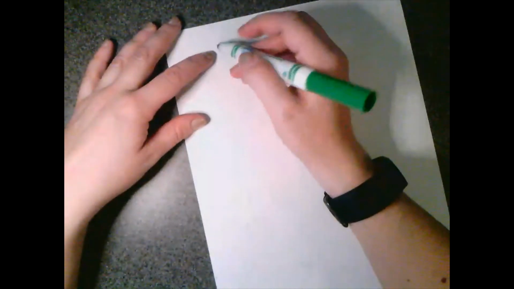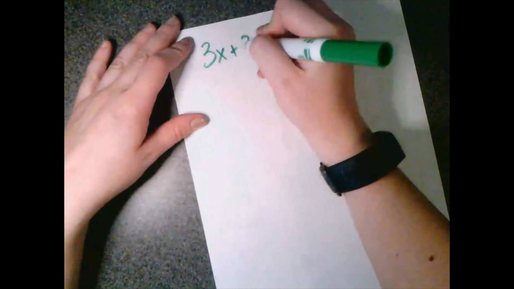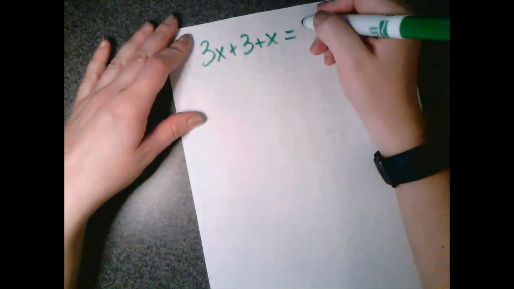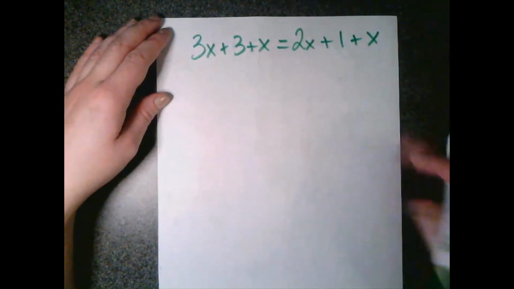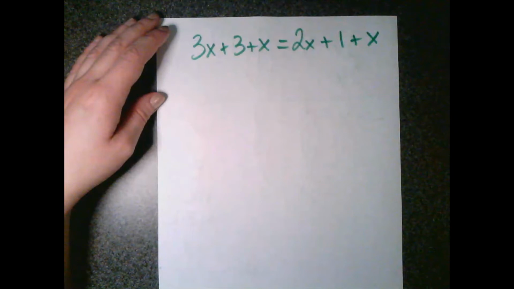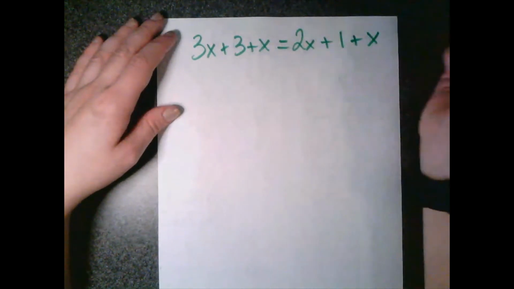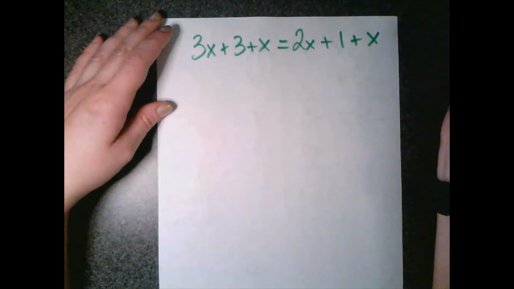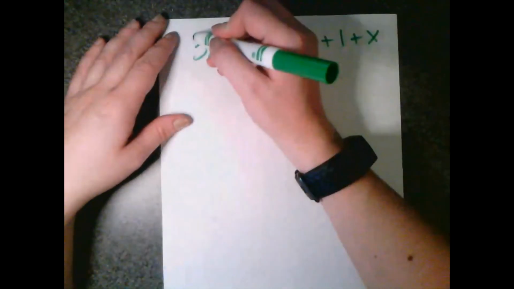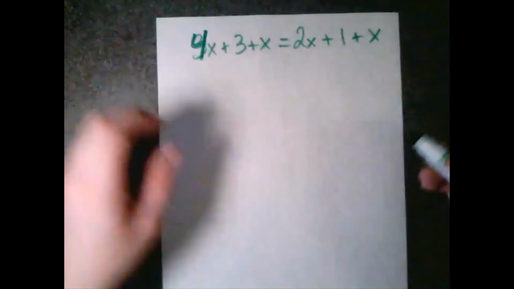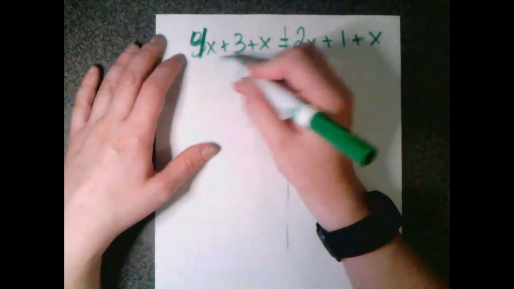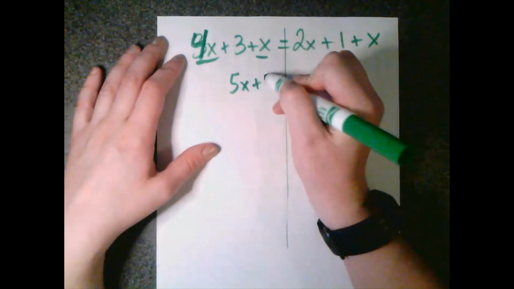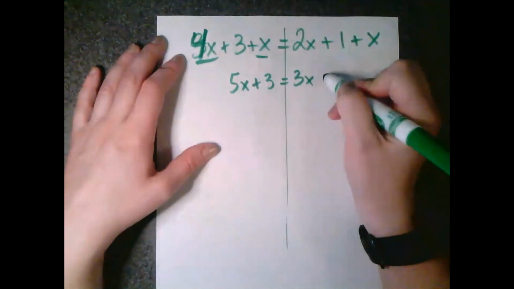So let's do this one more time. Just so this makes sense to you, let's say we have 3x plus 3 plus x equals 2x plus 1 plus x. Okay, we're going to make this 4x. So, first thing you would need to do is simplify. So I should actually add my x's. So I have 5x plus 3 equals 3x plus 1.